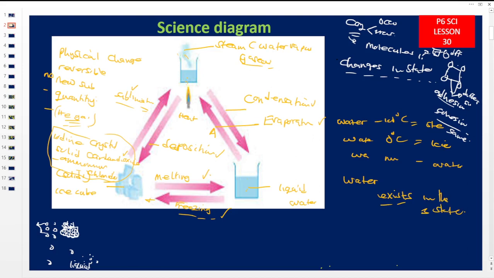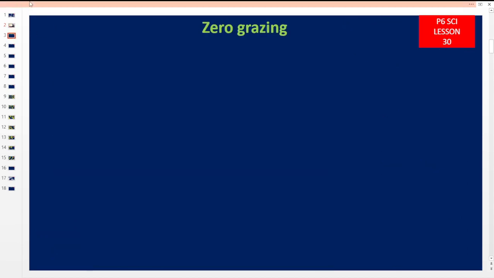Have you remembered that? Alright, so let us move on and see what we are going to discuss in this lesson. In this lesson we are going to discuss more of the grazing as we discussed in the previous lesson, and the grazing we are going to look at today is called Zero Grazing. Now what is this Zero Grazing? Zero Grazing is the system where animals are fed indoors, inside the shelters.